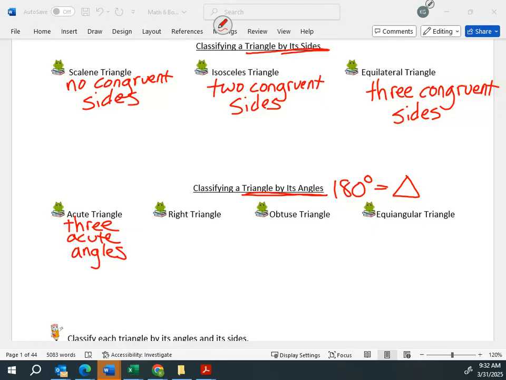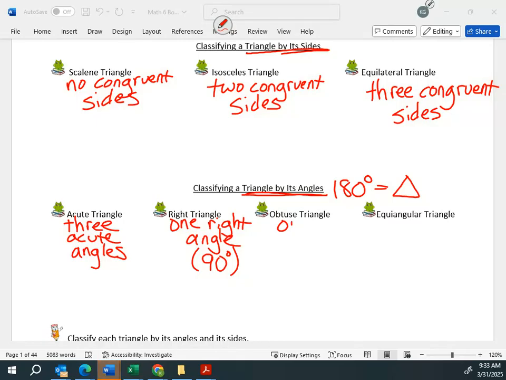A right triangle has 1 right angle. Remember, right angles are 90 degrees. So one angle is 90 degrees, the other 2 angles, you add them together with that 90 degrees and they will equal 180 degrees. So you could have a 90-degree angle, and then you could have a 30 degree and a 60 degree, or 2 45 degrees. Okay, as long as you add all 3 measurements up to equal 180.